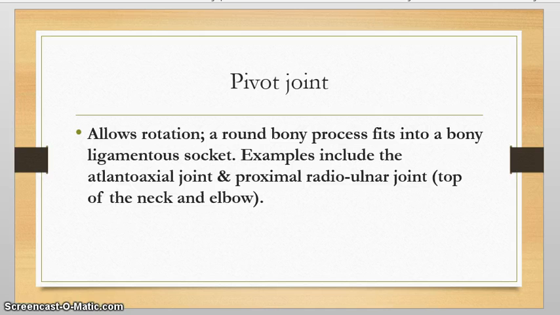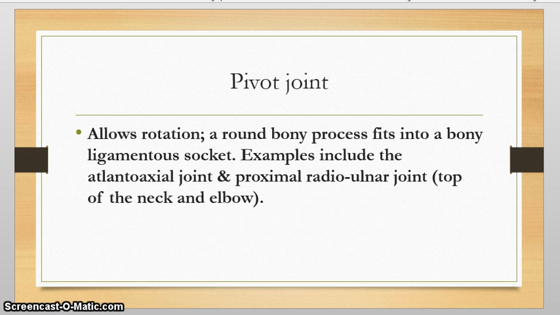A pivot joint allows rotation. A round bony process fits into a bony ligamentous socket. Examples of this include the top of the elbow and neck joint.